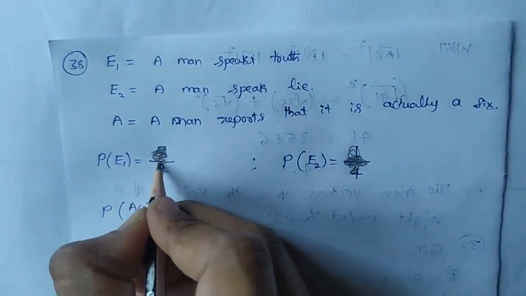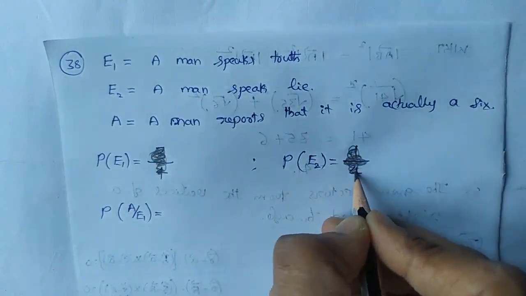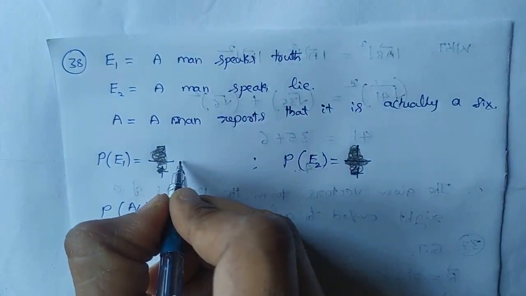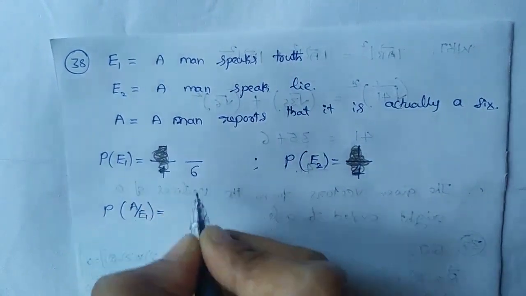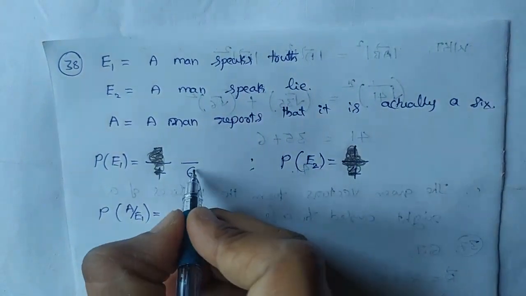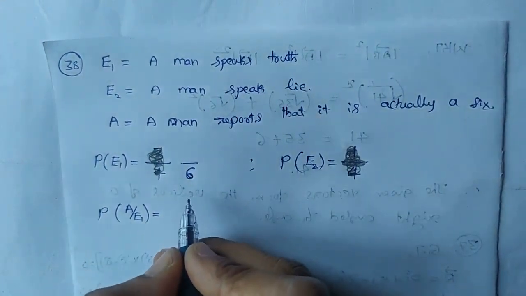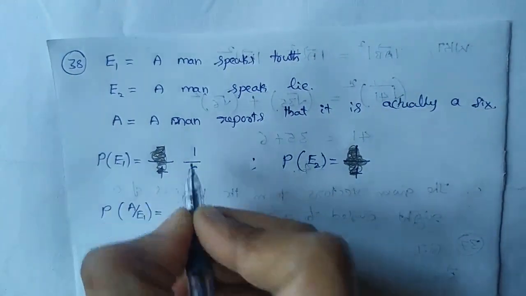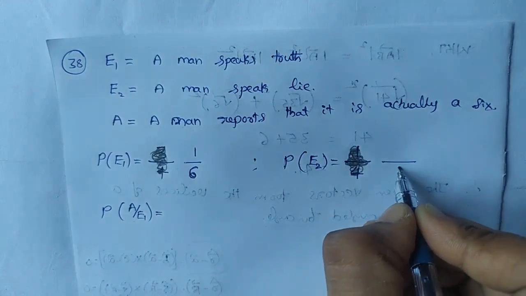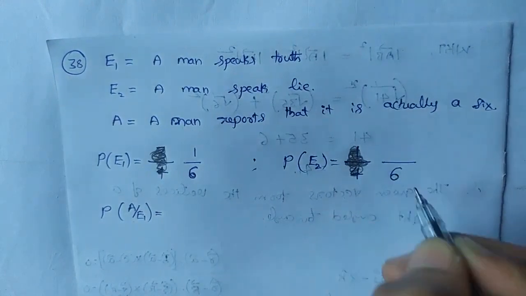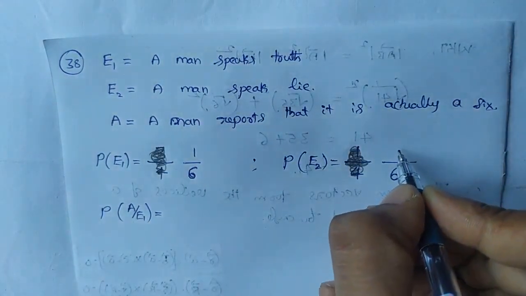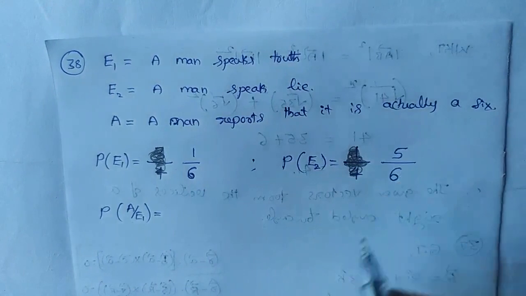So the probability of the event is this: if he throws a die, we know that there are 6 outcomes. Out of these 6 outcomes, a man speaks truth, then it is 1 by 6. Probability of the event E2: outcomes of a die are 6, and out of 6, the possibility of his telling a lie is 5 by 6.